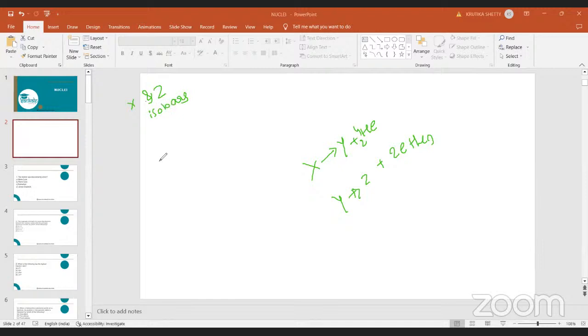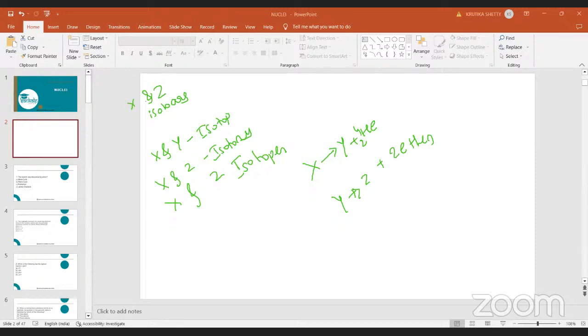The next, X and Y are isotopes. X and Z are isotones. Then X and Z are isotopes. Yes, which one is right? Did everyone understand the question and options? So X is getting converted to Z in 2 steps.